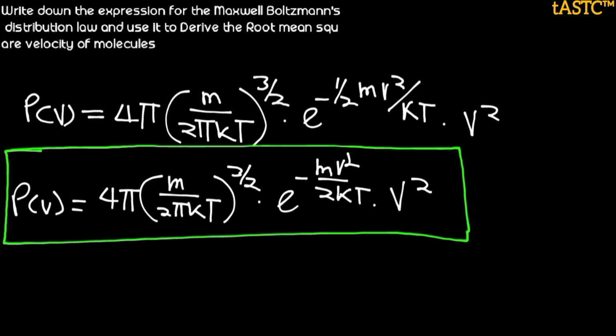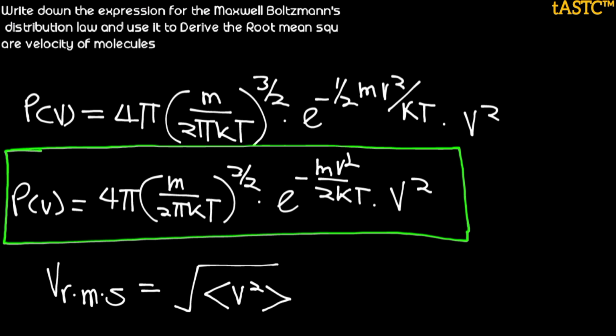So let us go on. Let us find out how you can get the root mean square velocity from this equation. The first thing you need to know is that the root mean square velocity, which I'm going to represent as VRMS, is equal to the square root of the average squared value of v, that is the velocity of the molecules. So you want to find out what this is. This is basically the normalized velocity for the molecules of the gas.